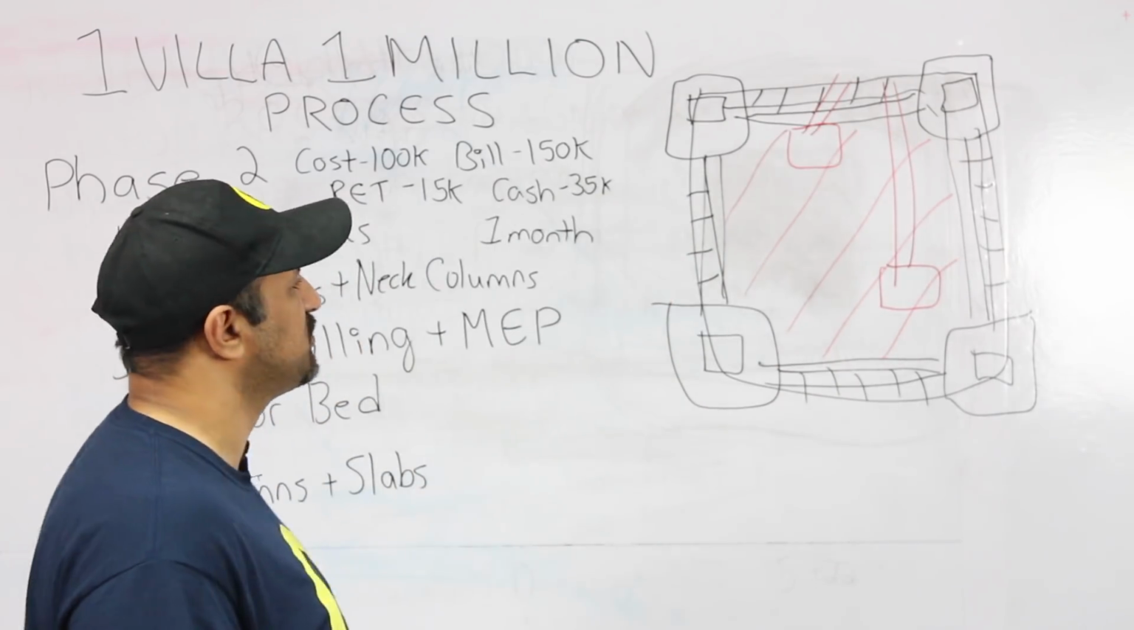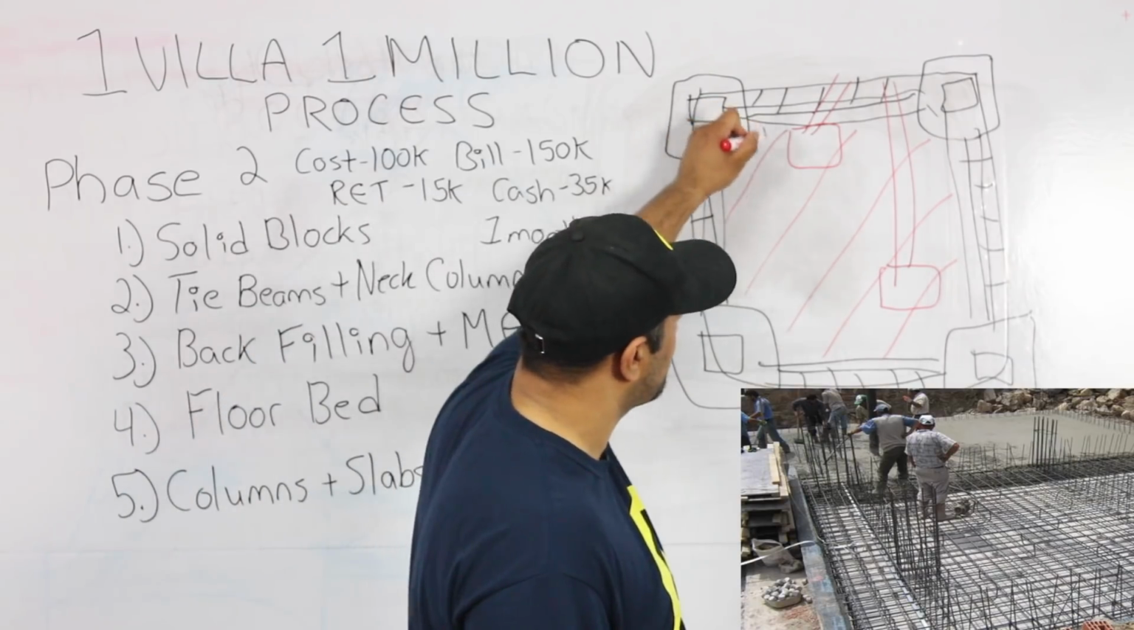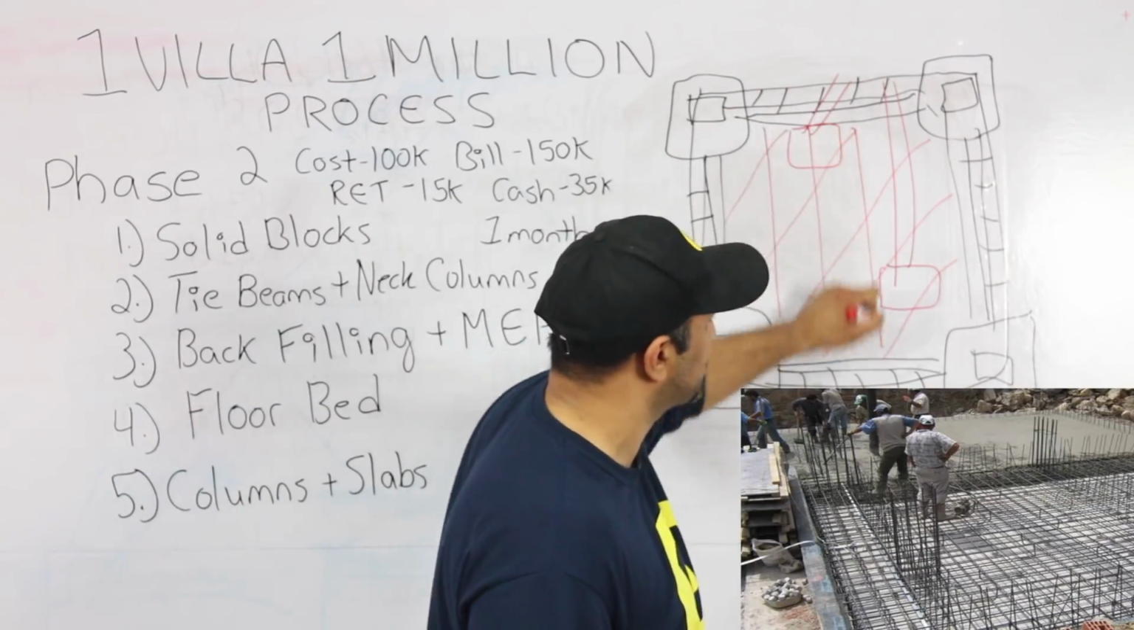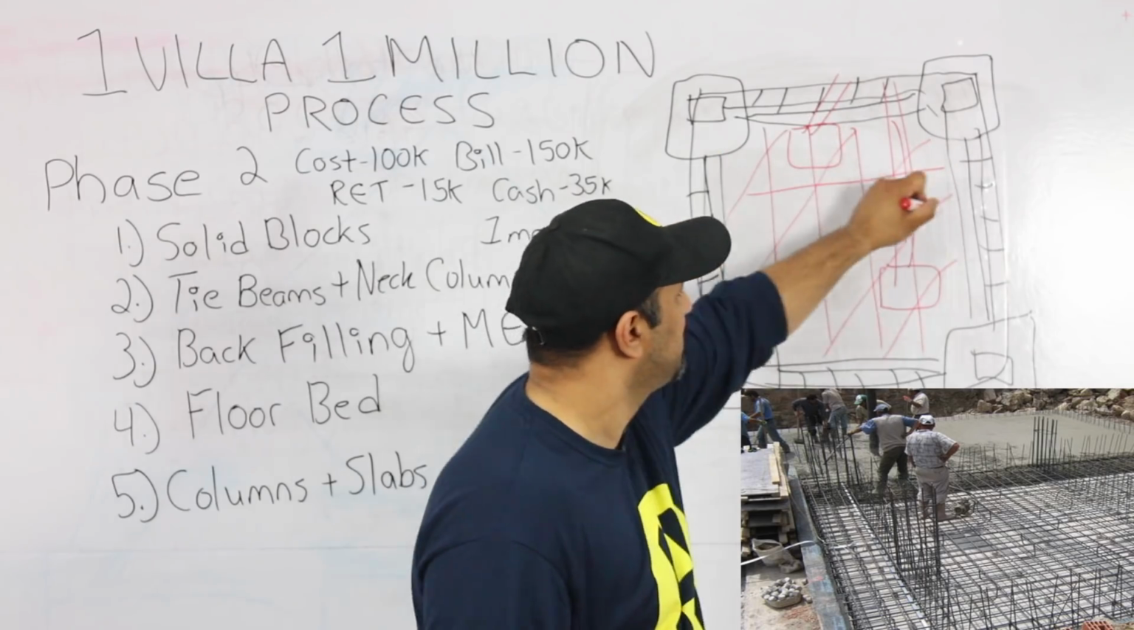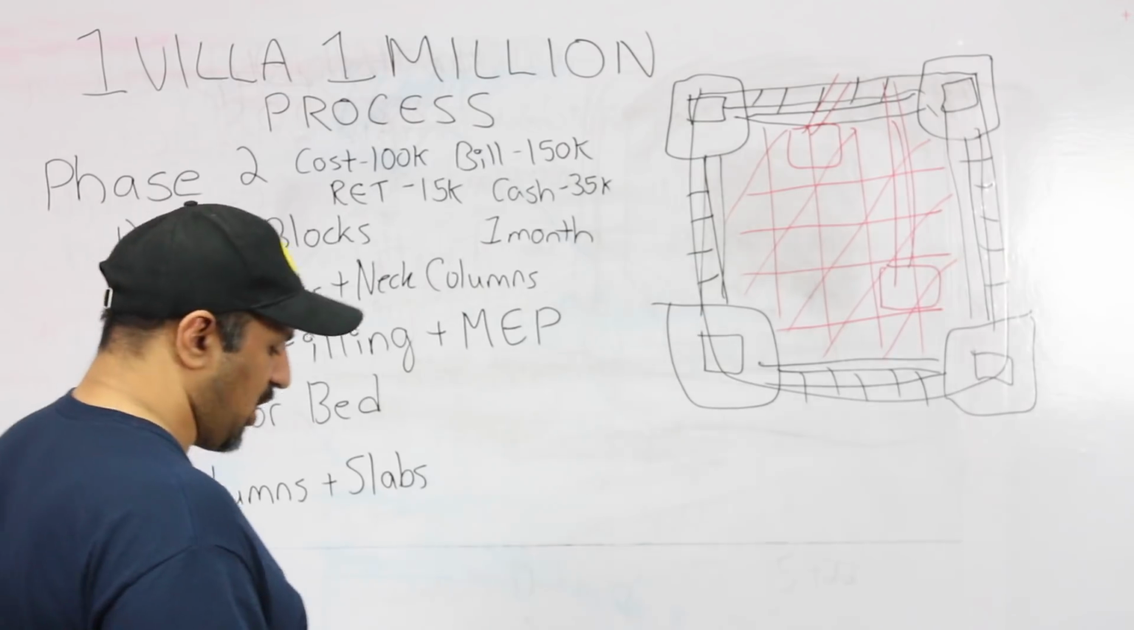Okay, then we'll go to the floor bed. And the floor bed, I'm going to draw with the same marker. It's like a mesh of steel here, like this. Okay, mesh of steel is the floor bed. Then it goes into the columns and slabs.